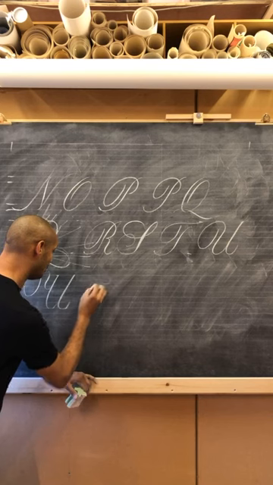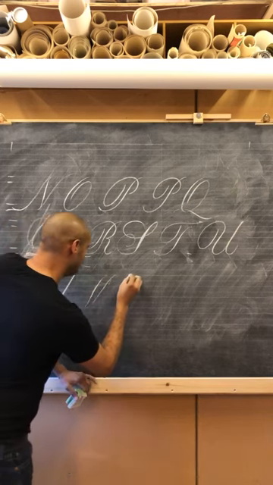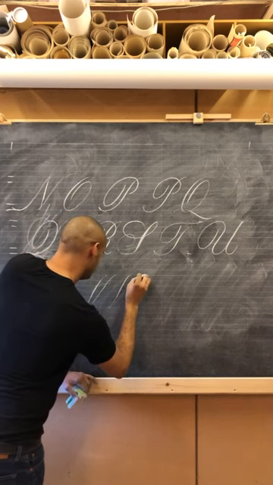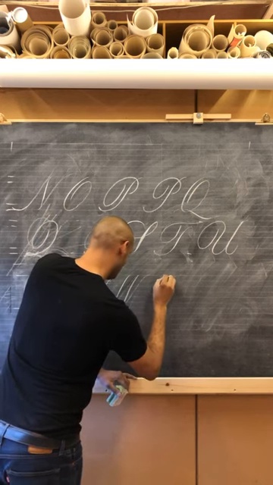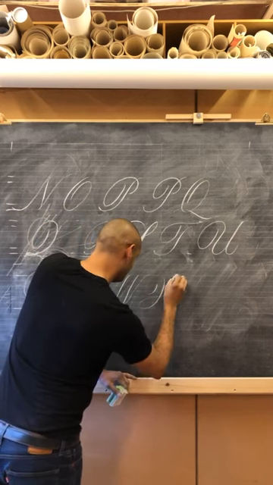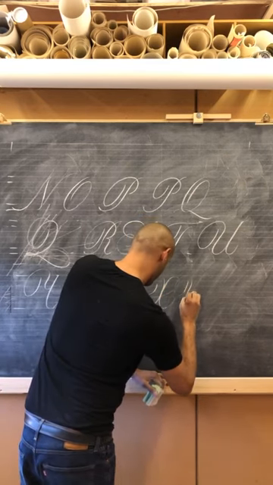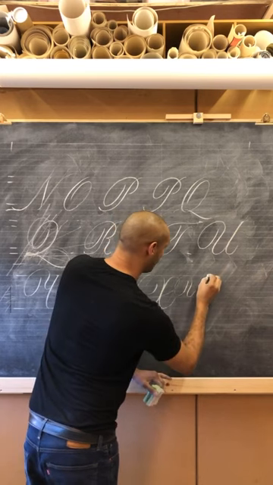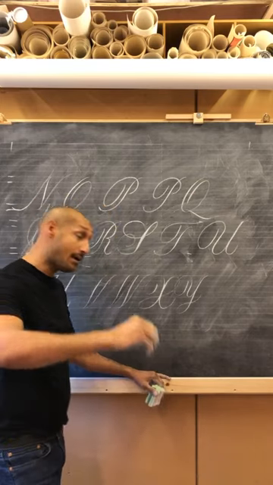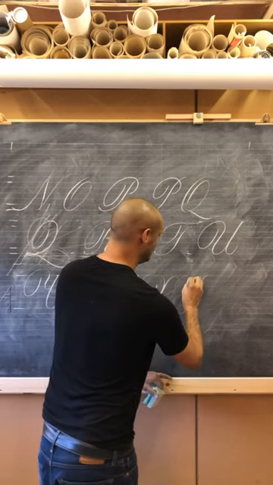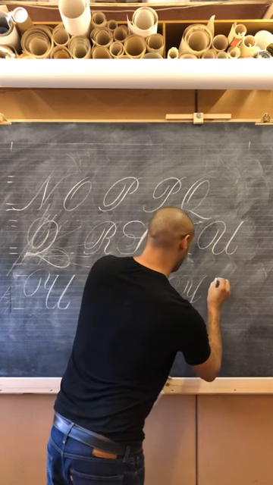V, we saw baseline up, W, keep it narrow, X, Y. This is really problematic. This is such a tight shape. So when you come down and up, notice the relationship of these two shapes. X, Y, and Z.